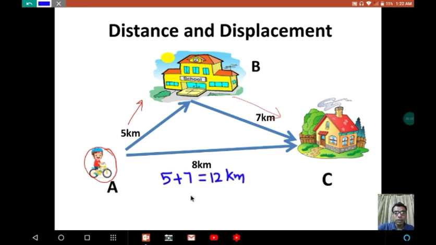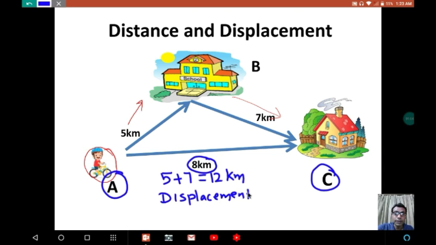But what is the displacement? Displacement: the final position is C and the initial position is A. If we measure the shortest distance from A to C, this is 8 kilometer. So the displacement is 8 kilometer. So here the answers for the distance and displacement are different.